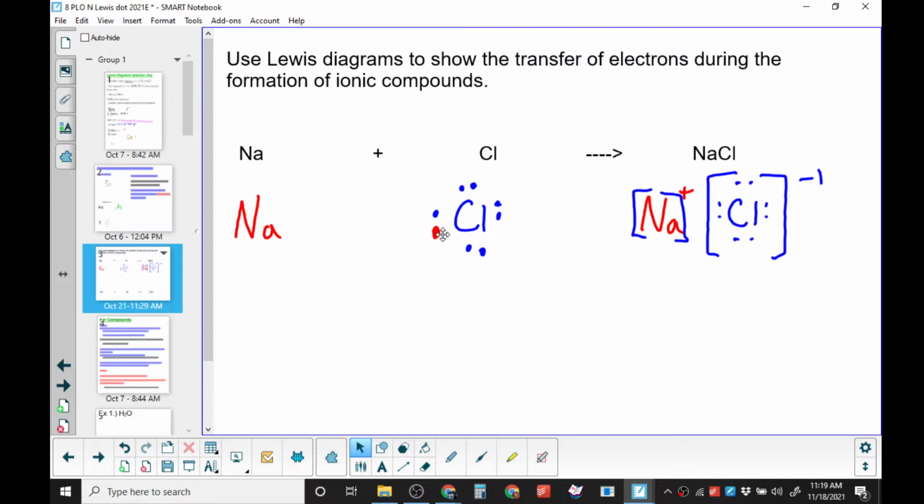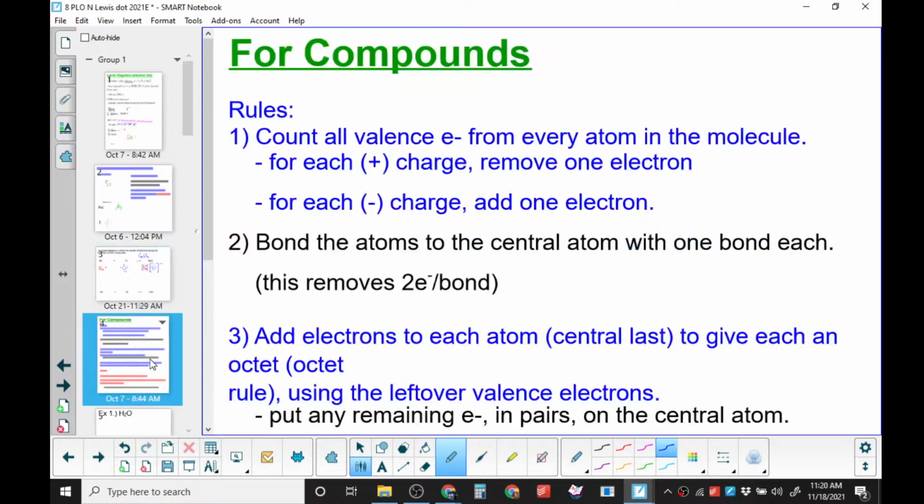And you're done. It doesn't get more complicated than that, other than if you get something like CaCl2, and then you would have 2 electrons being donated by calcium, and you'd end up with 2 chlorines, and you just show that. Where it really takes charge is for covalent compounds.